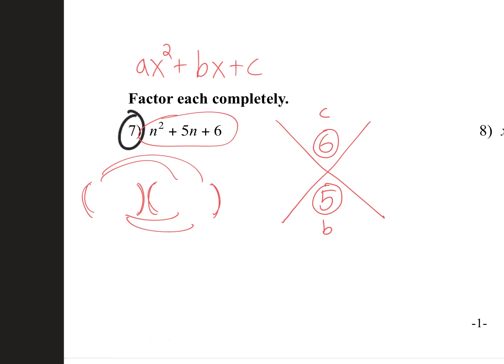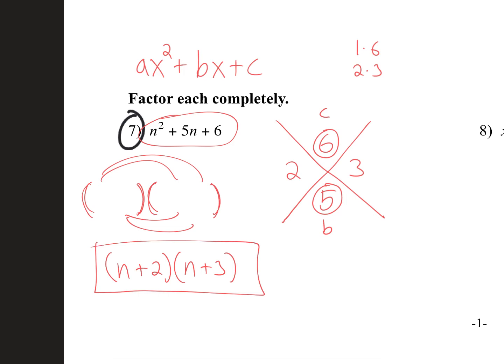What multiplies to 6? Let's do 1 times 6, 2 times 3, right? Which of these are going to add to 5? Hopefully you said 2 and 3. Okay, so 2 and 3. Then this is how it's going to factor. We're going to do our little parentheses here. We're going to put n and n. We're going to put plus 2 and plus 3.